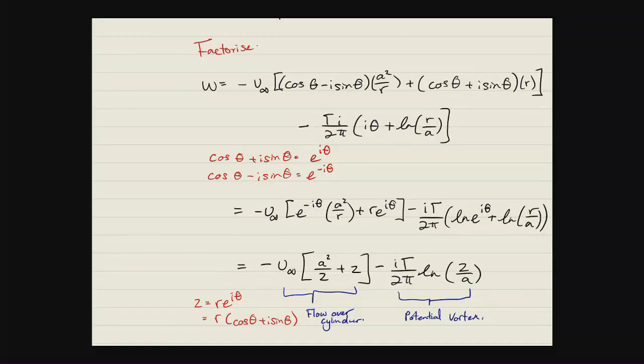And maybe I should also put some note. Where's my uniform flowing for this flow over cylinder? Left to right or right to left? Right to left, okay? So it's right to left. And for this potential vortex, is it rotating clockwise or anti-clockwise? Anti-clockwise, okay? So it's very important to know your flow direction. If you do not know that, then it's going to be really hard for you to sketch the flow later on.